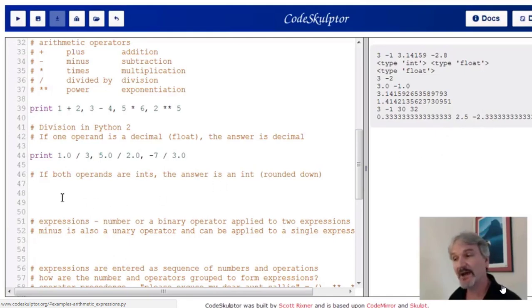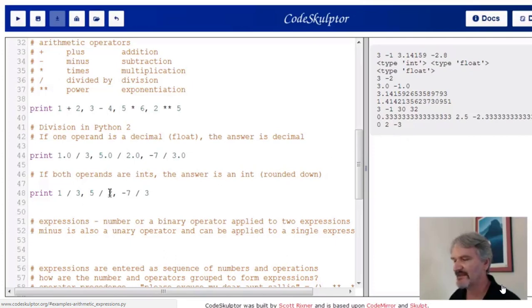Notice if both the operands are actually integers, Python returns the integer version of the answer. In that particular case, it's the next lowest integer after you do the exact division. So for example, if I say print 1 divided by 3, or 5 divided by 2, or minus 7 divided by 3, you run that, the answer comes out to be, well, 1 divided by 3 is 0. We kind of round it down.